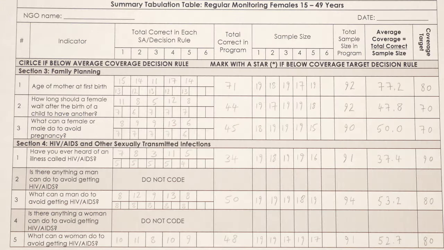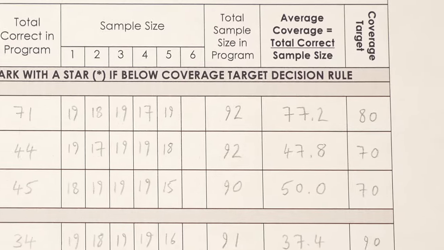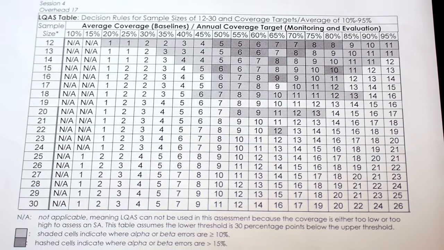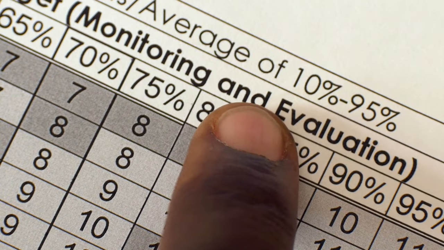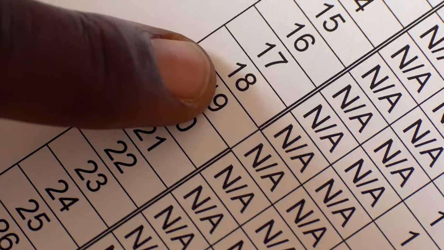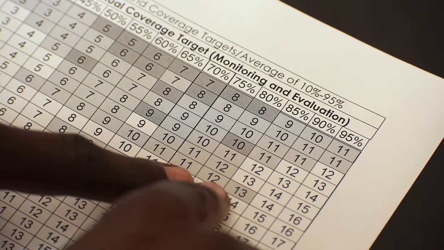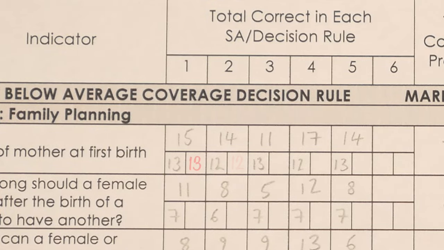During regular monitoring, you'll have a target coverage figure. You can repeat this whole process using the target coverage percentage instead of the average coverage at the top of the table. When you've finished, add this new decision rule to the right-hand side of the split cell next to the average coverage decision rule.